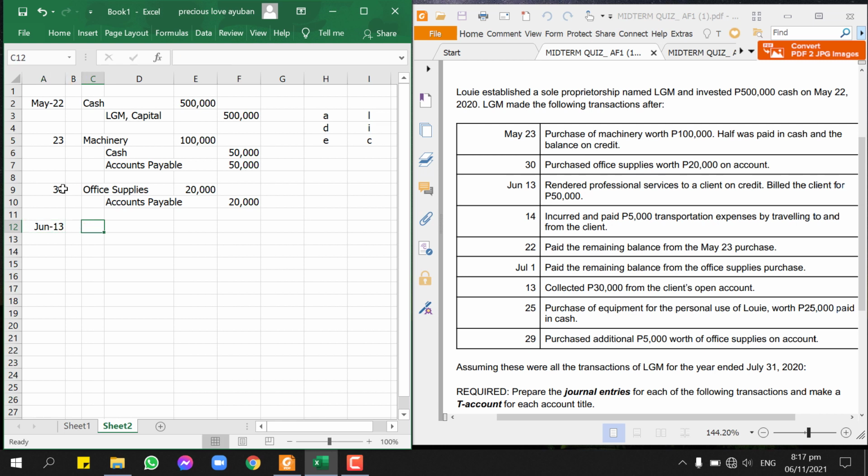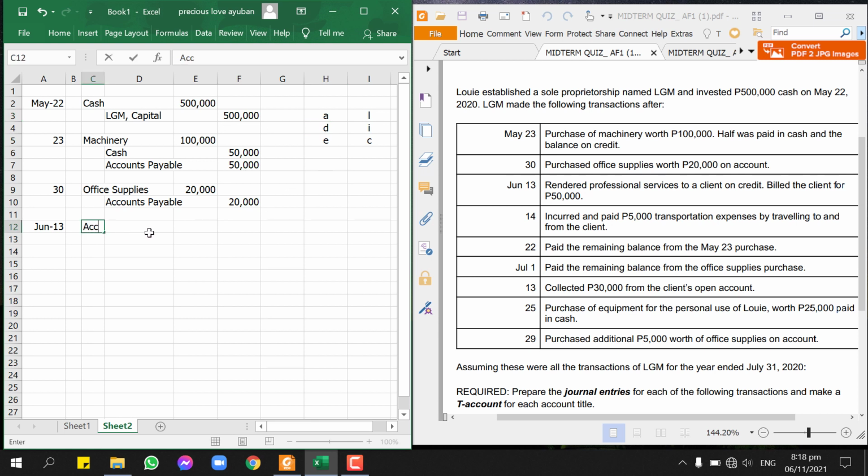So, June 13, rendered professional services to a client on credit, billed the client for 50,000. So, ang transaction na ito is nag-render tayo. Ibig sabihin, nagbigay tayo ng service sa ating customer. Pero sabi, on credit, ibig sabihin, hindi pa bayad ng customer natin. So again, ano yung pumasok? Walang pumasok kasi nga hindi pa nagbabayad si customer. Pero na-analyze natin na nagkaroon tayo ng receivable or collectibles, which is an asset.